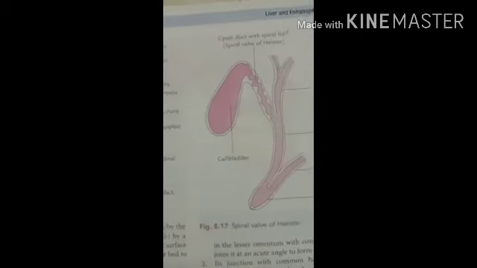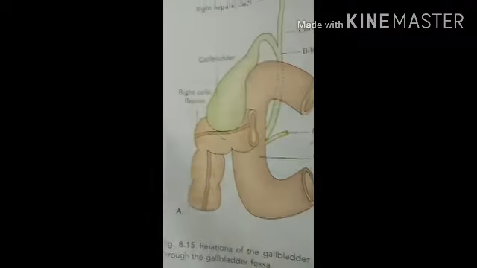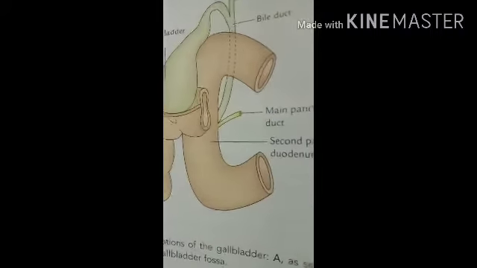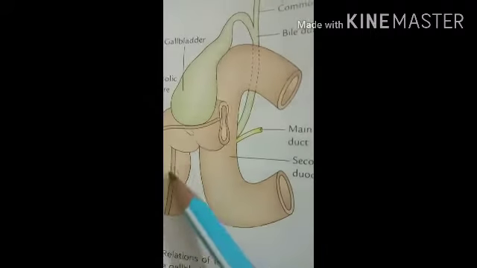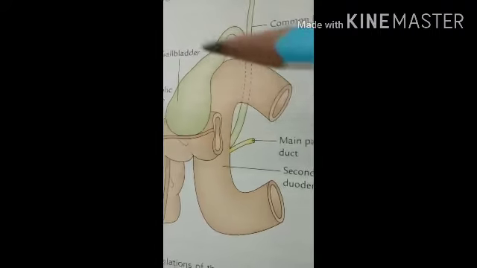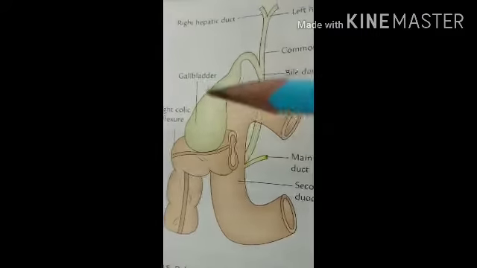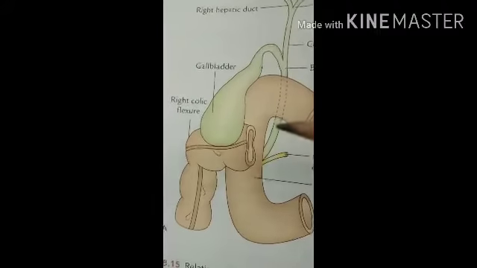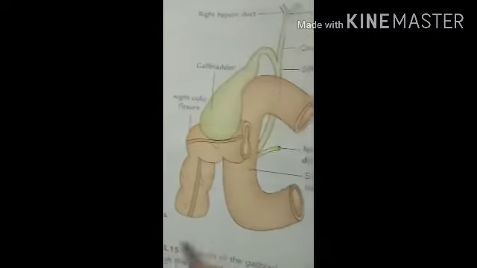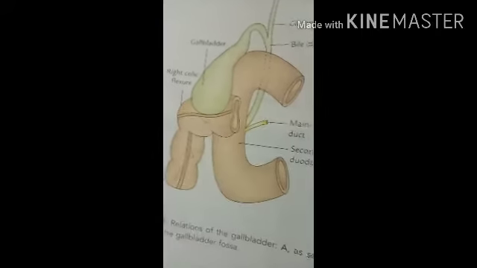So let's see the fundus of the gallbladder. Here in this diagram you can see clearly the fundus of the gallbladder, this one. The fundus projects beyond the left border of the liver, and it is entirely surrounded by the peritoneum. This part is totally covered by the peritoneum, and it is related anteriorly to the anterior abdominal wall and posteriorly to the posterior part of the transverse colon. Here you can see in this diagram the transverse colon, or the hepatic flexure of the transverse colon.